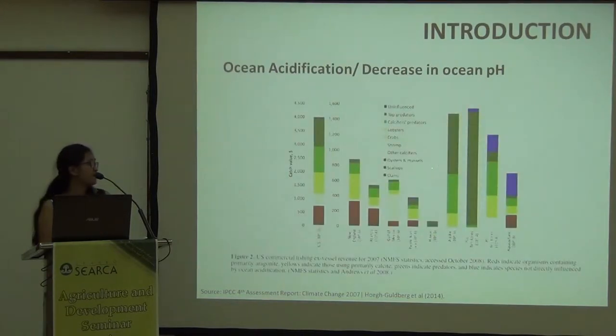So we can see here in figure number 2, this is from the US commercial fishing vessel revenue. So this just says that the colored bars represent the organisms affected by acidification, while the blue bars are those that are uninfluenced. So this has huge implications in terms of catch value.